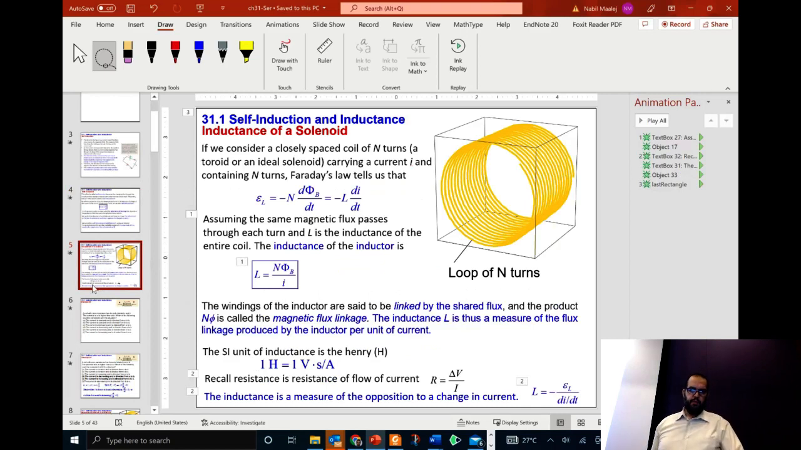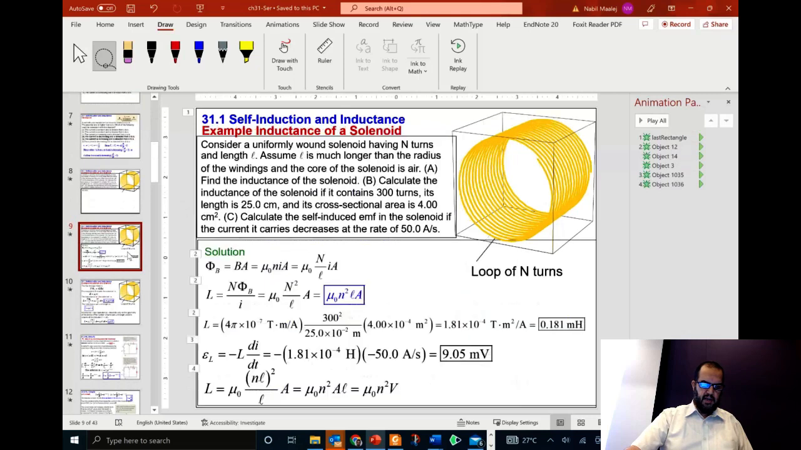And if you put a solenoid like this one with N loops, the induced EMF is actually equal to minus N, the number of turns, times the derivative of the flux with respect to time, which is also equal to minus L di/dt. Remember, L is the inductance, and so from this we determine that the inductance is equal to the flux linkage, which is N times the flux of the magnetic field through a single coil loop, divided by the current. So the flux linkage is N times phi, divided by the current I, and we said the unit of the inductance is the Henry.